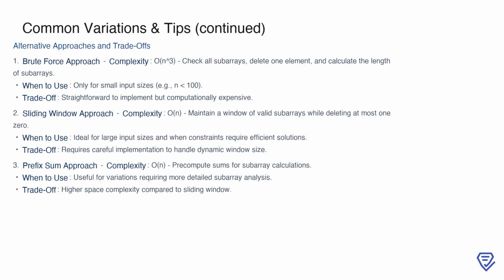Another option is the prefix sum approach, which also has a time complexity of n. This method involves pre-computing sums to facilitate subarray calculations. While effective for certain variations, it typically requires more memory than the sliding window, making it less space efficient.